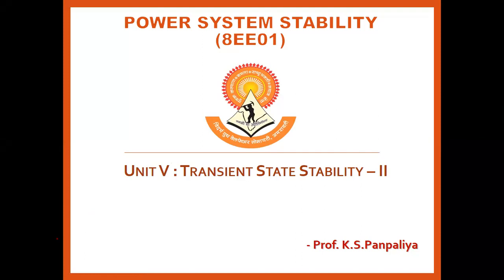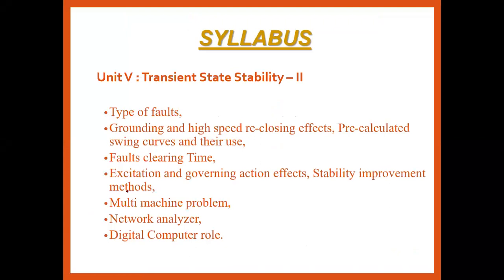Hello everyone. In today's lecture, we will start unit number 5, that is transient state stability part 2. In that unit, the different contents related to transient state stability are: number 1, types of faults; second, grounding and high speed reclosing effect that we have to discuss; then the pre-calculated swing curves and their uses, as we already discussed the swing curves in the previous unit; and fault clearing time, what the fault clearing time is and why it is important while dealing with transient state stability.